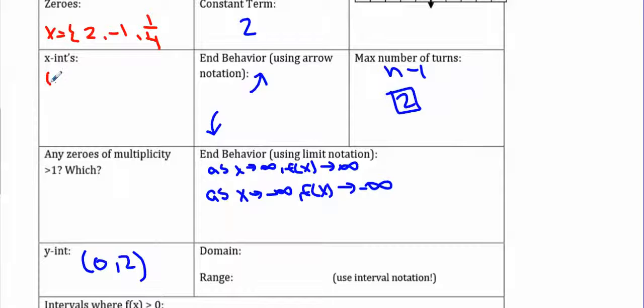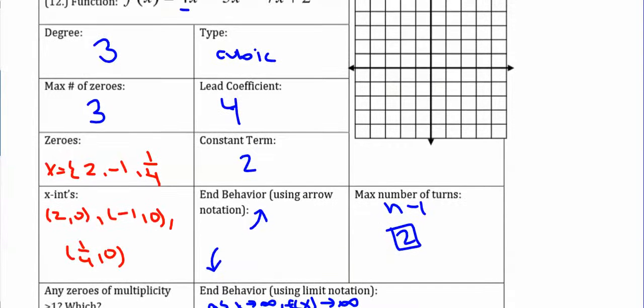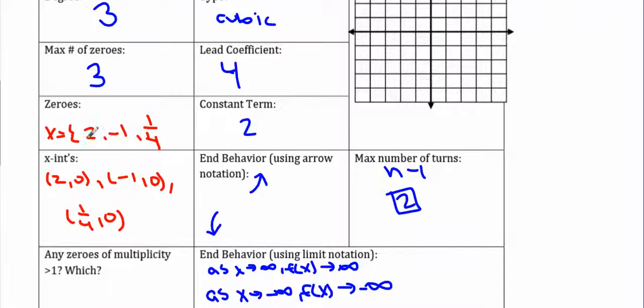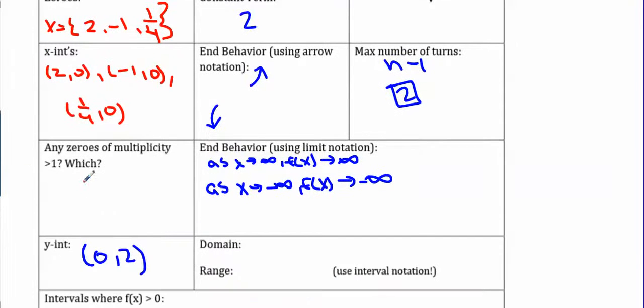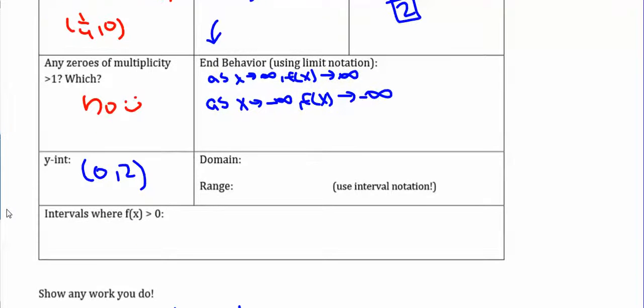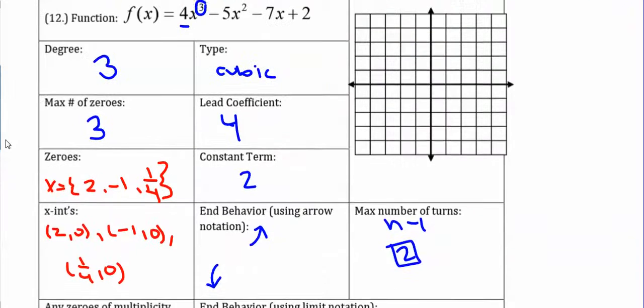So that means that my x-intercepts are (2, 0), (-1, 0), and (1/4, 0). Are there any zeros of multiplicity greater than 1? No, because if you look at our function, it's third degree, and so I have at max 3 zeros. I have 3 zeros listed, so I know that that is it. So, no. Let's go ahead and graph it, and then we can fill in the rest of our table.